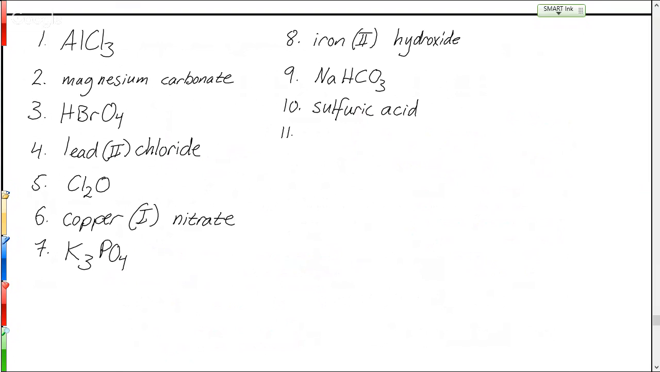All right, 11 is calcium bromide, CaBr2. Again, stop me if you want me to go through these. Iron 2 bromide, 13. That's a covalent compound, so we just write it. Now be careful with 14.